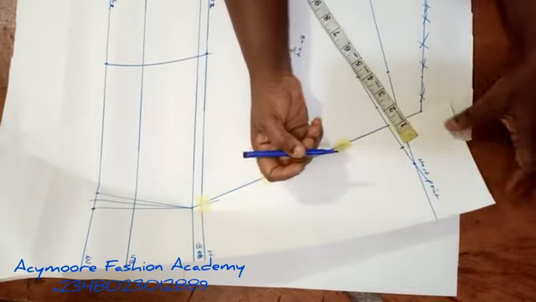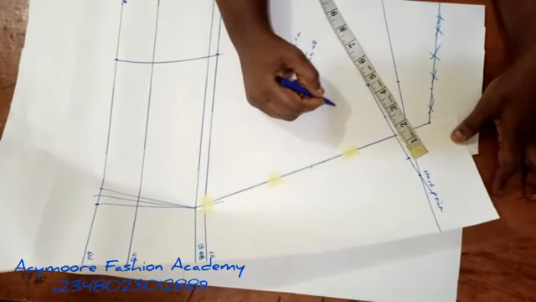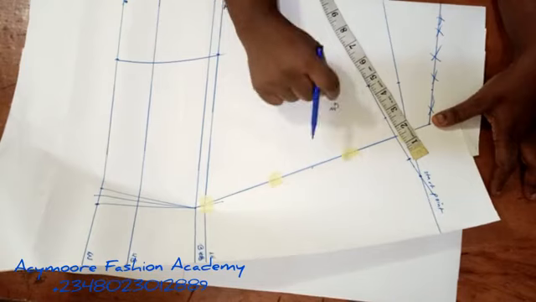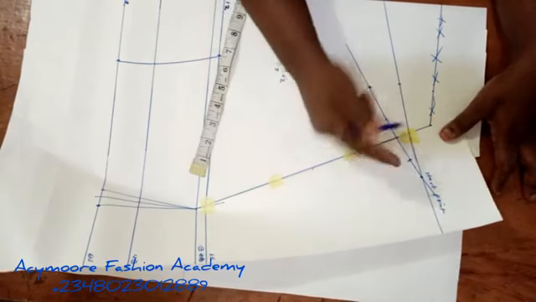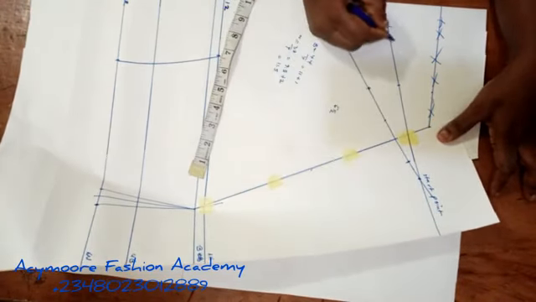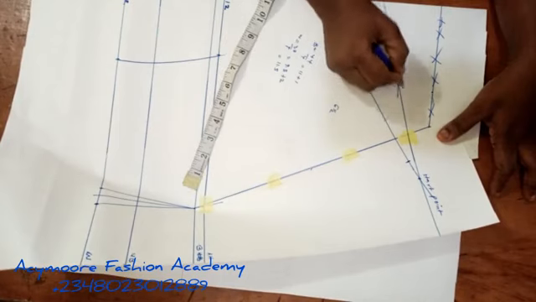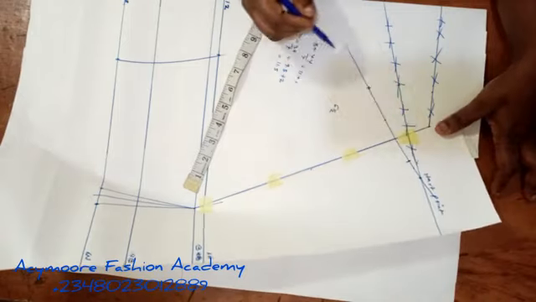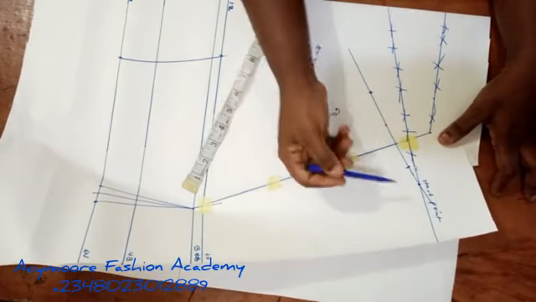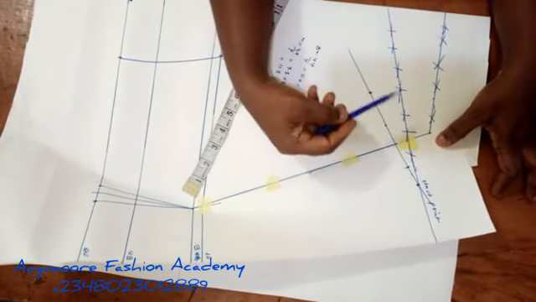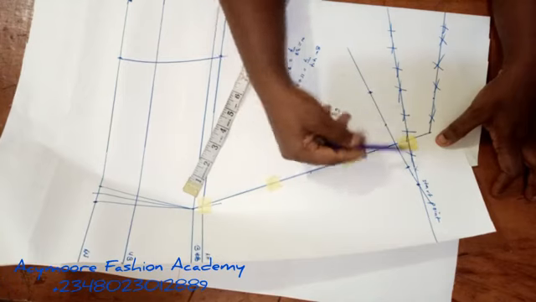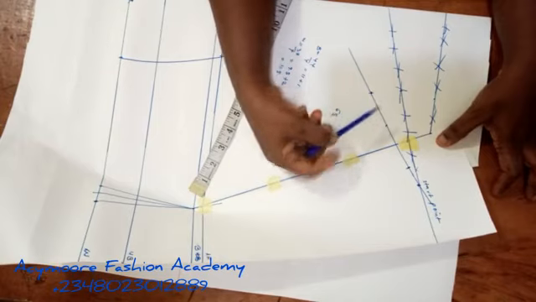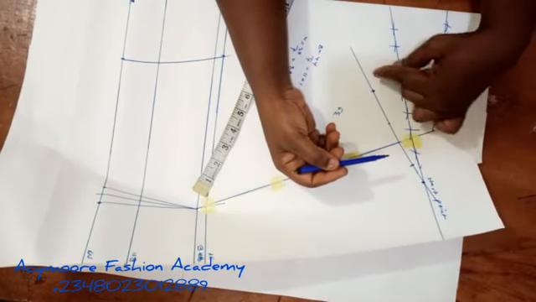Now for my shoulder, I should not exceed 6.5. For the shoulder line, this is my new shoulder line that I've just drafted. I will no longer use this one again. So this is my new shoulder point. Remember, we took 3 and we took 8, and we came down by 1.5. You remember? So this is our shoulder line now.